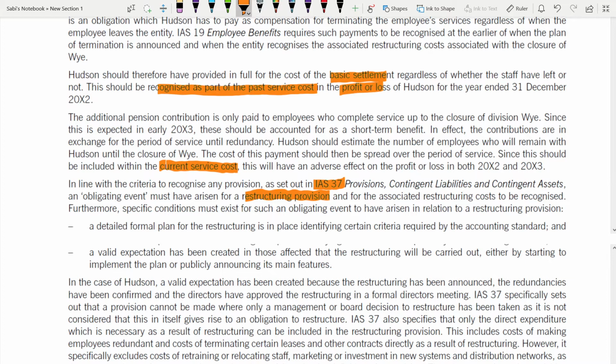What is it? You cannot just recognize restructuring provision, even though restructuring is taking place. There are two conditions which have to be met under IAS 37. Go through IAS 37.